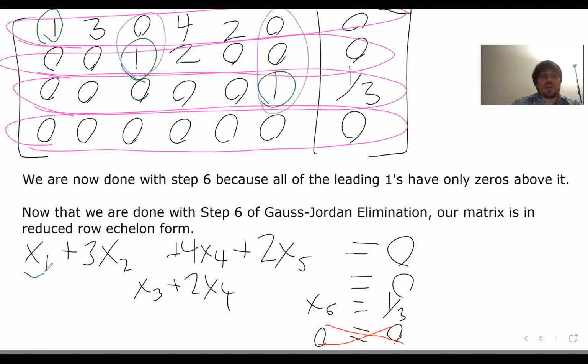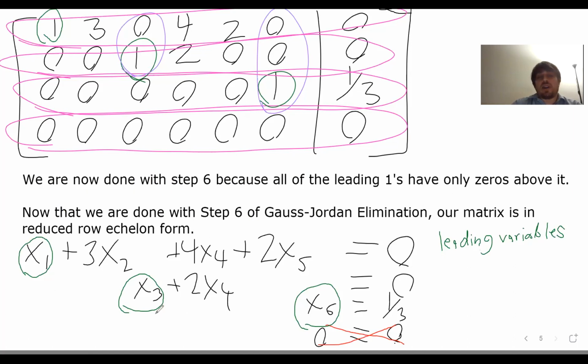These leading ones correspond with the following variables. This x1 corresponds with that leading one. I'm just going to write the green circle bigger so that it doesn't cover it up. This x3 corresponds with that leading one. And then x6 corresponds with this leading one. So we have 3 leading ones that are circled in green, and that corresponds with these 3 variables, x1, x3, and x6, which I also circled in green. These 3 are our leading variables.